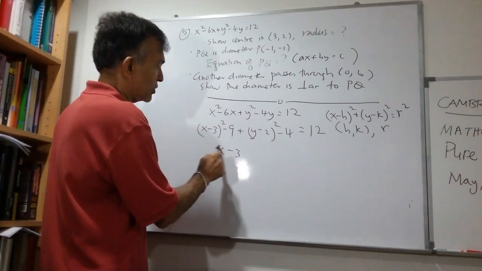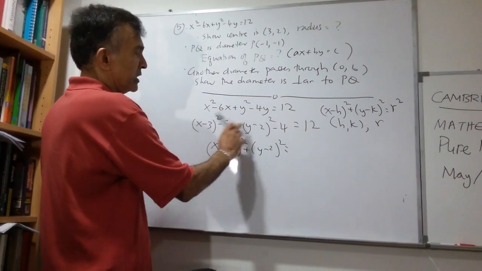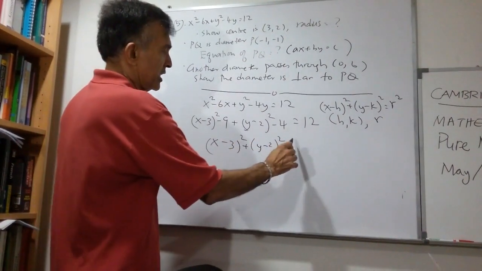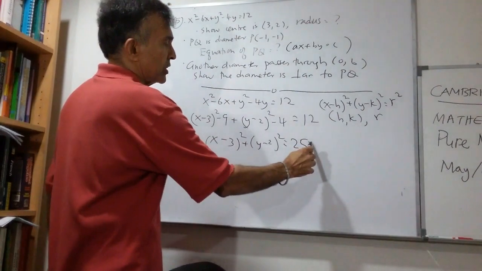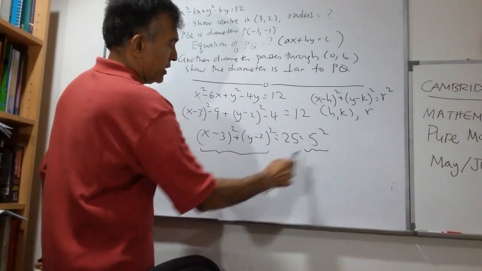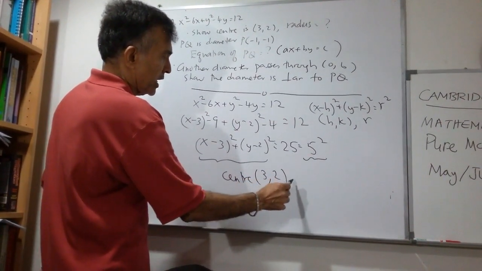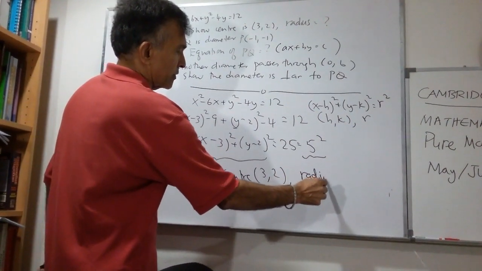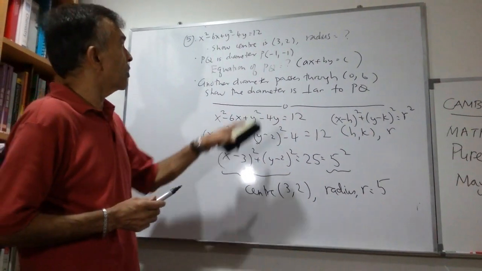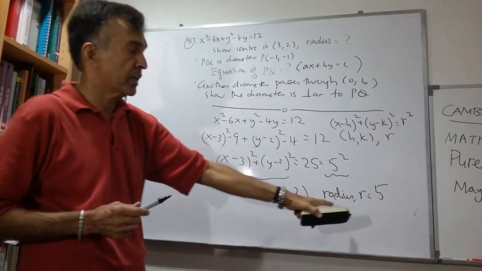I have (x minus 3) squared plus (y minus 2) squared. Take the 9 and the 4 to the right hand side, so 12 plus 4 is 16, plus 9 is 25, which is 5 squared. From here the center is (3, 2), and the radius is 5. So we were asked to show the center is (3, 2), done, and they asked you to give the radius. It is 5.